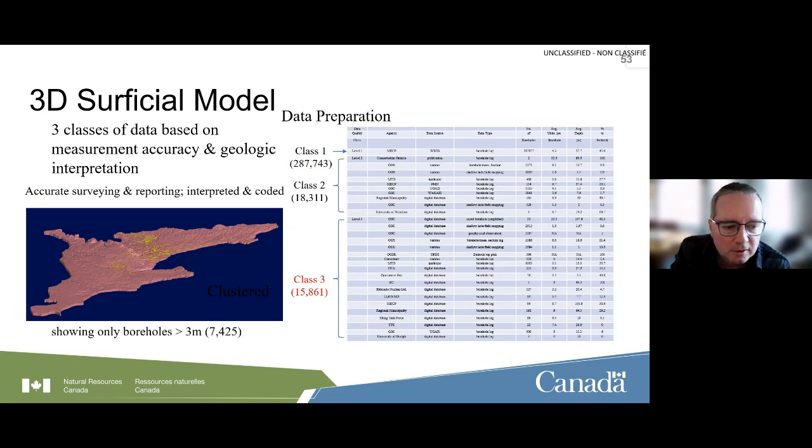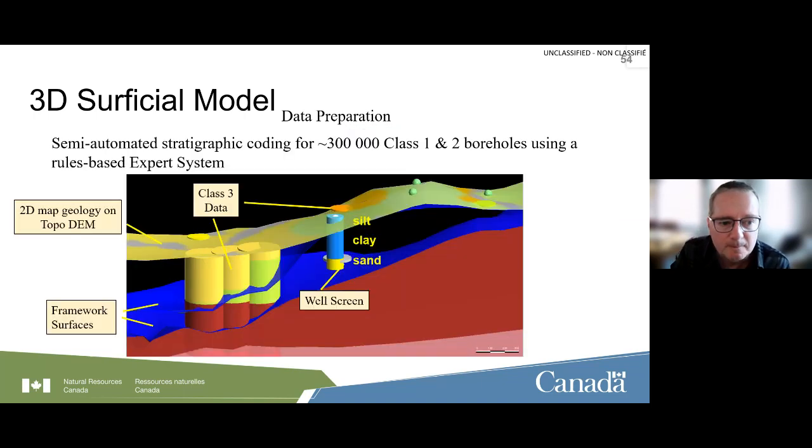Interpolated surfaces were snapped to class 2 and 3 data, but not class 1, to limit the effect of data noise. Because the majority of the superficial data was not coded stratigraphically, the surface modeling process involves several iterations of semi-automated data coding, anomaly checking, model evaluation, and data correction. A semi-automated rules-based expert system was used to help code roughly 300,000 class 1 and 2 boreholes.